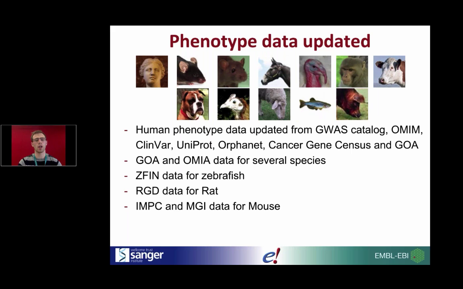So for Ensembl-84, we have updated a large amount of phenotype data for a number of species. So for humans, we have phenotype data updated from the GWAS catalog, from OMIM, ClinVar, UniProt, OrphanNet, the Cancer Gene Consensus, and GOA as well. We also have updated variation data for several species from GOA and OMIA, which is the Online Mendelian Inheritance in Animals. And we also have updated phenotype data for zebrafish from ZFIN, rat from RGD, and mouse from IMPC and MGI.